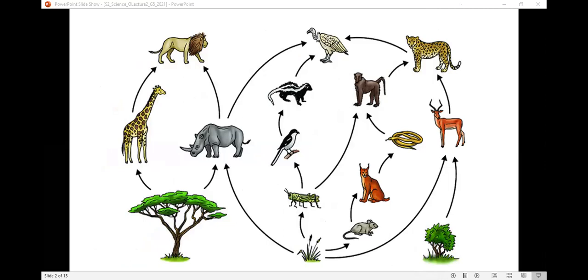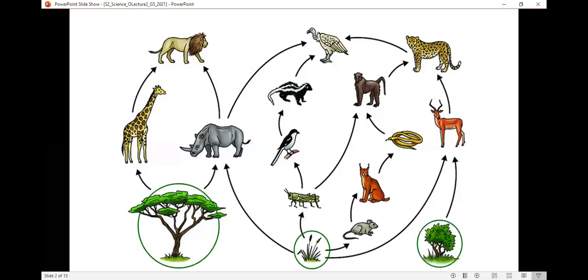What do you think? What you see right now, is it a food web or a food chain? Web. Why is it a food web? Because it has so many primary consumers. Thank you. And what do food webs and food chains start with? Producers. They start with producers.